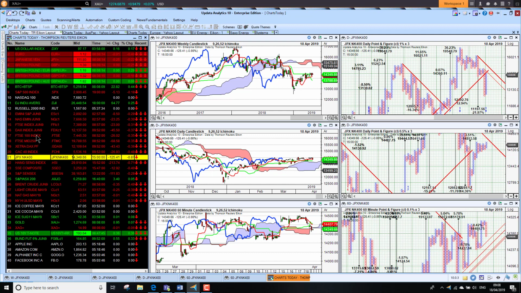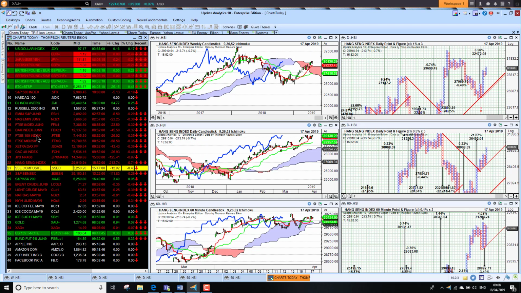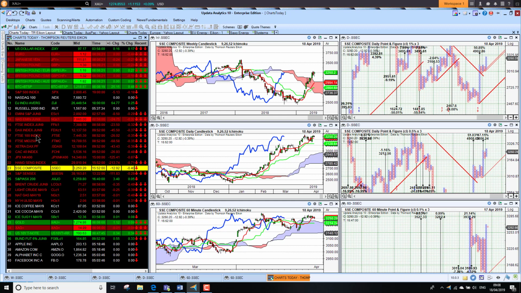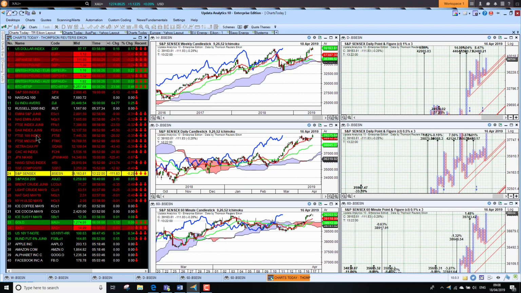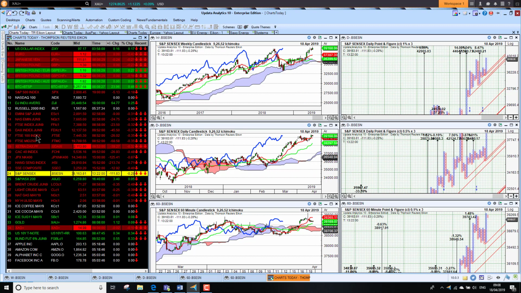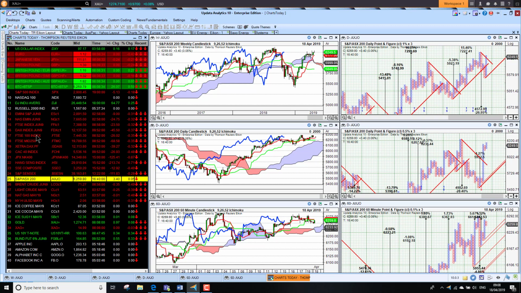Japan was down 0.87% overnight, and the Hang Seng was down 0.7%, and the Chinese market was down 0.4%. So we're just seeing across the board a little bit of a sell-off. India was down 0.28%, so not as bad. And the Aussie market bucked the trend, up very, very slightly, up 0.05%.